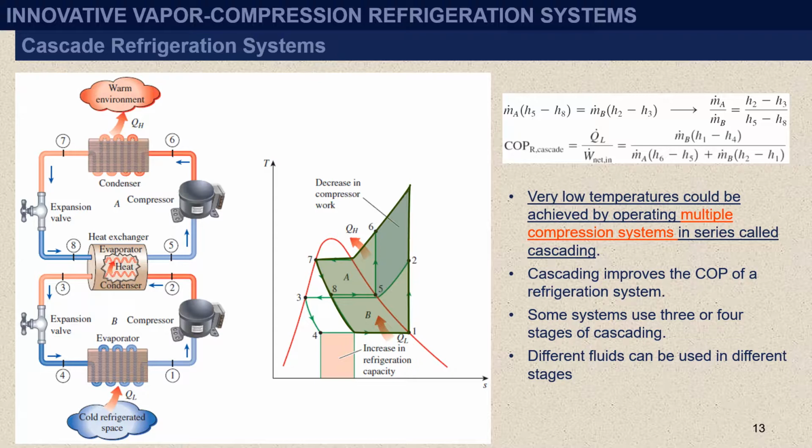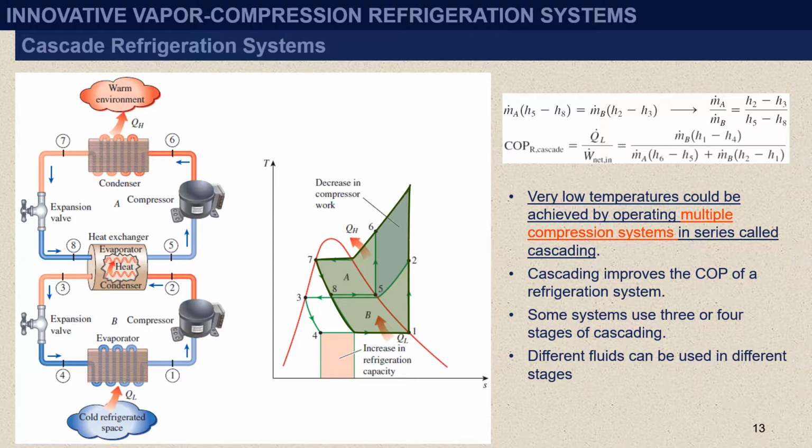A two-stage cascade refrigeration cycle is shown in this figure. The two cycles are connected through the heat exchanger in the middle, which serves as the evaporator for the topping cycle, which is cycle A, and the condenser for the bottoming cycle, which is cycle B. Assuming the heat exchanger is well insulated and the kinetic and potential energies are negligible, the heat transfer from the fluid in the bottoming cycle would be equal to the heat transfer of the fluid in the topping cycle.